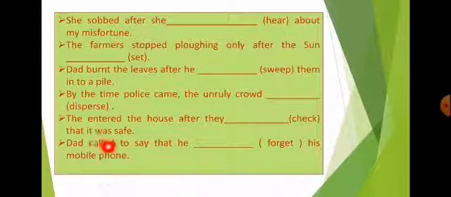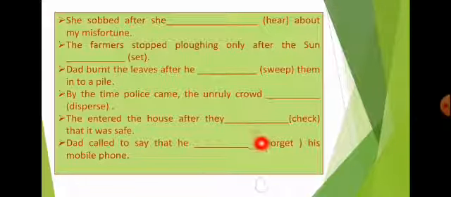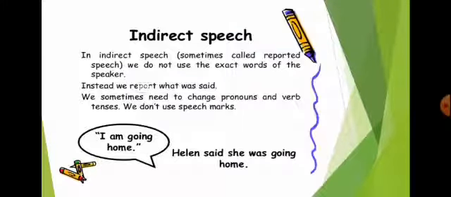Dad called to say that he had forgotten his mobile phone. First you will underline called, that is the second form of the verb, and in the blank you will write had forgotten. Forget will change into forgotten. He had forgotten his mobile phone.